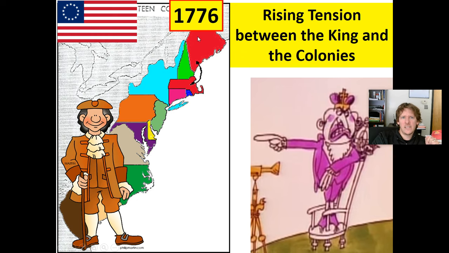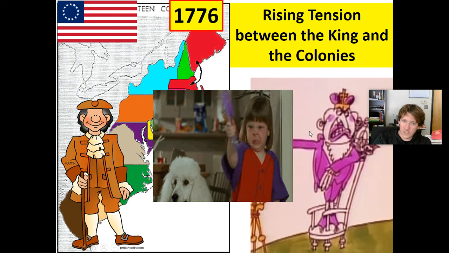The year is 1776. The king owns the colonies. There's rising tension between the king and the colonies. We are not America. We are the American colonies, which are owned and ruled by the king. We're not getting along whatsoever.